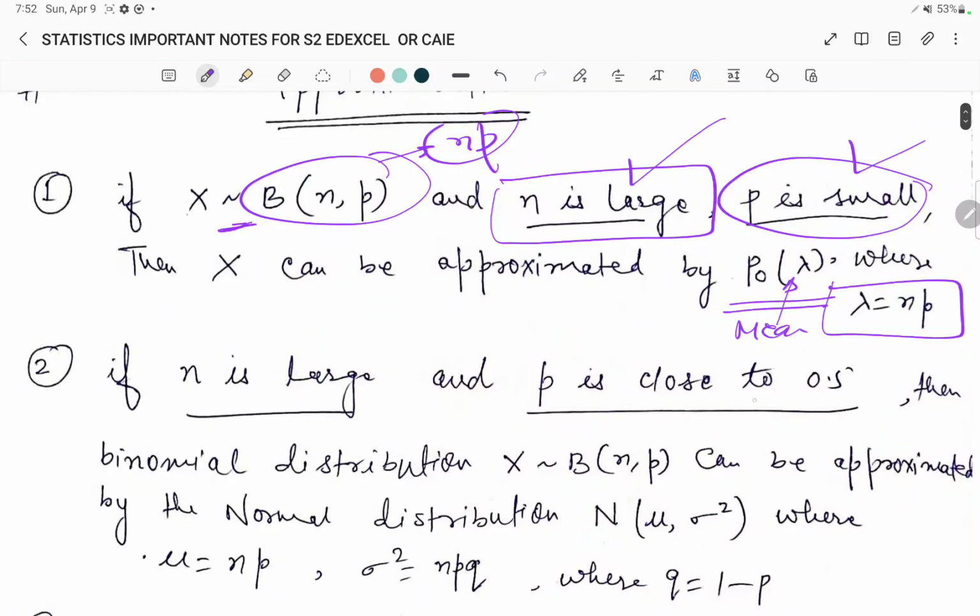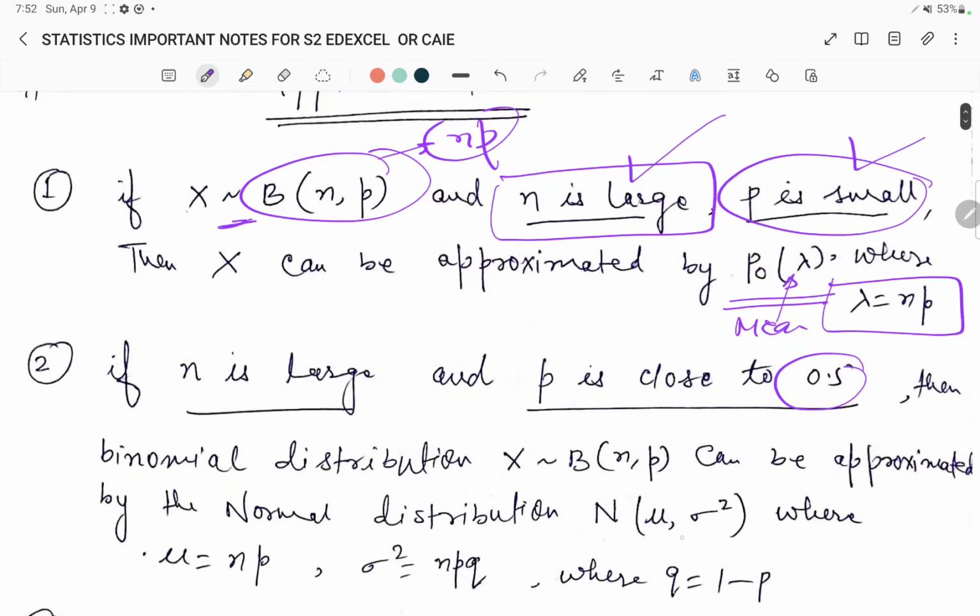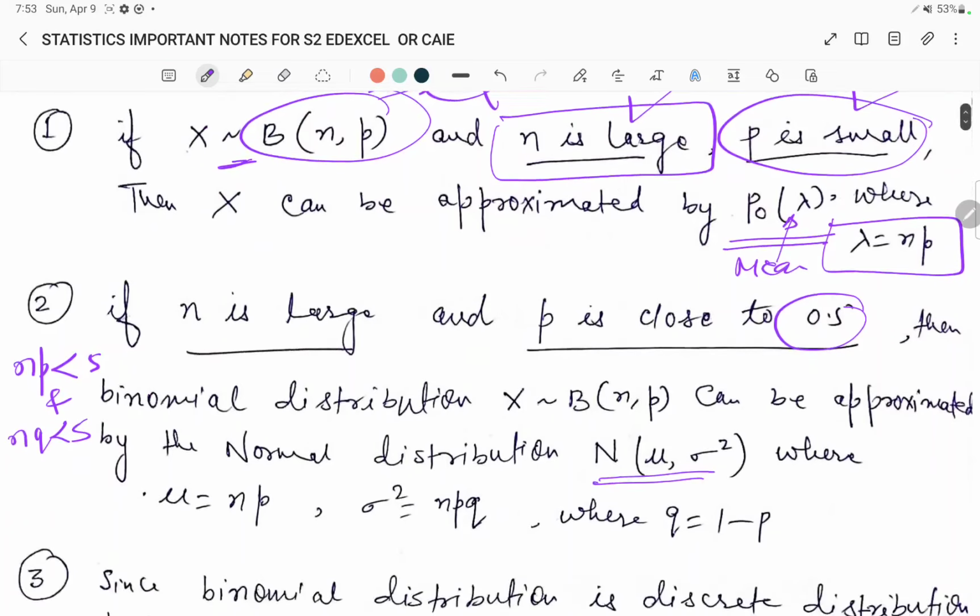But if n is large and p is close to 0.5, then the binomial distribution is converted to a normal distribution N(mu, sigma squared). And we have one more rule over here. When n is large and p is close to 0.5, you can convert binomial to normal distribution, or if np is greater than 5 and nq is greater than 5, then also you can use the normal distribution. But we know that in the normal distribution, mu is np from the binomial and sigma squared, the variance, is npq.